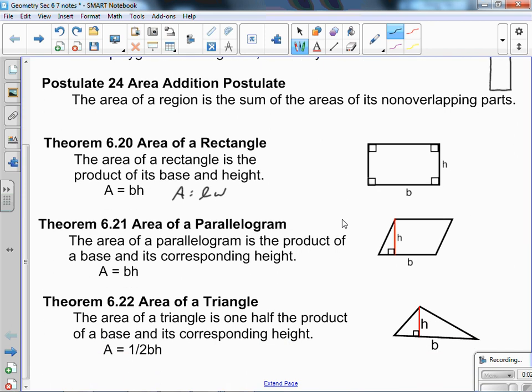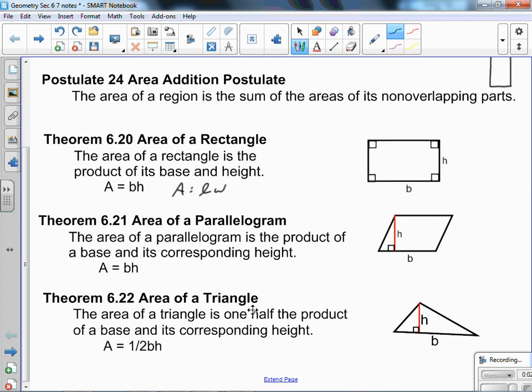Then you got theorem 621, area of a parallelogram. So area of a parallelogram is the product of a base and its corresponding height. So formula looks just like that of a rectangle. And what you have to make sure of is that your height is actually the perpendicular distance from one base to the other. Don't use the side over here that's at a slant, because this length will be longer than the actual height is.